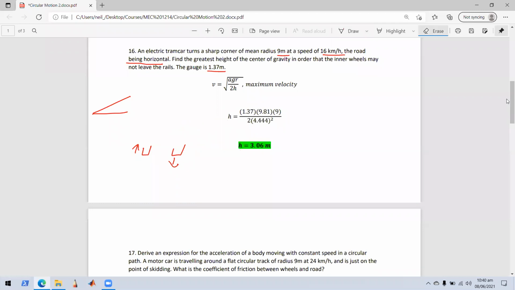So we're talking about that same situation where the car is about to overturn. Based on this velocity, what's the maximum height? We just use the maximum velocity formula and maneuver it to get the value for height, right?